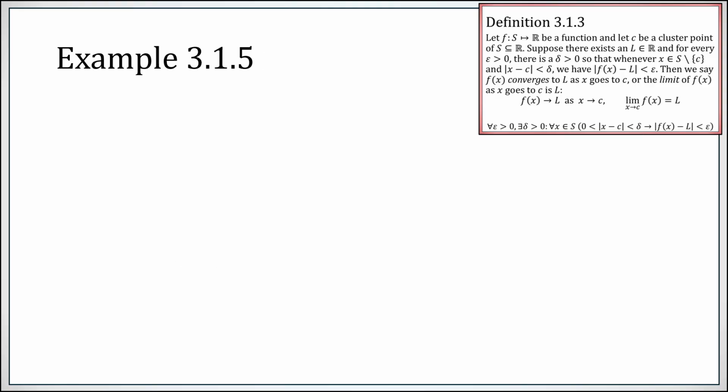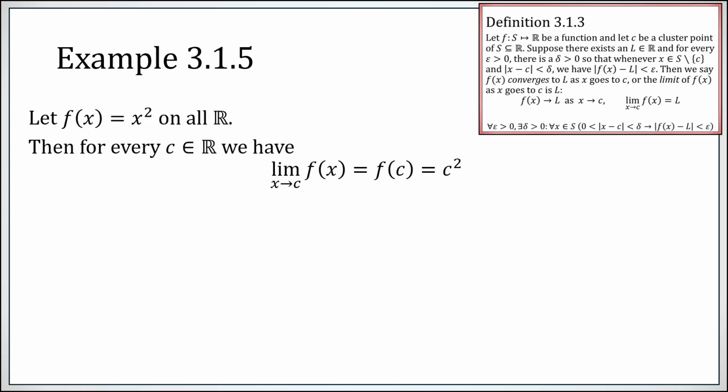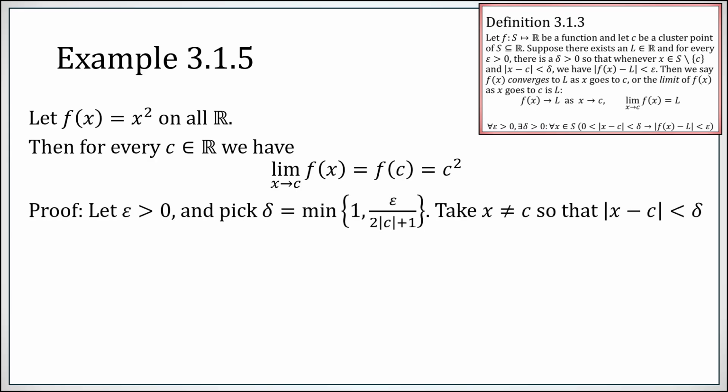Okay, let's take a look at 3.1.5, the way it actually appears in the book. Let f of x be x squared. Then, for every c in the reals, we have that the limit as x approaches c of f of x is c squared, in other words, f of c. So pick an arbitrary epsilon. Because the definition begins with "for all epsilon which are positive," our proof must begin with "let epsilon be positive." Then there exists a delta, so you simply have to pick it.